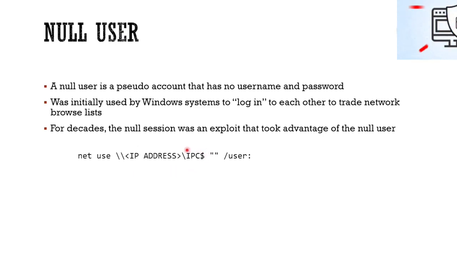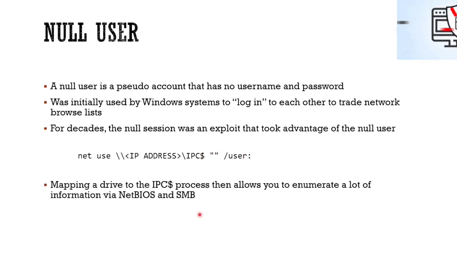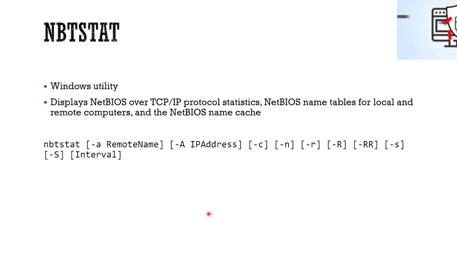There's another tool that's been around forever, Microsoft gives it away for free, called NBTStat, NetBIOS over TCP Statistics. You can display NetBIOS over TCP protocol stats, name tables, and the NetBIOS name cache. It's one of the very few command line tools in Microsoft that's actually case sensitive.